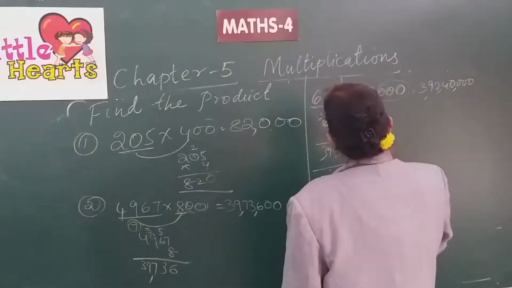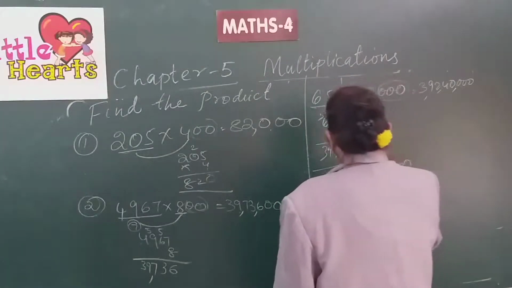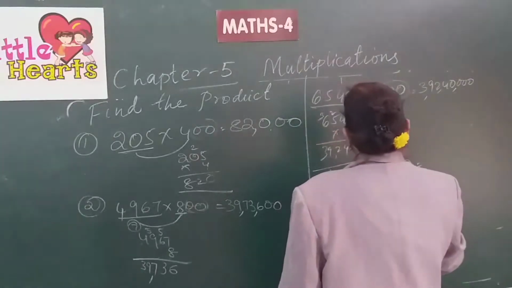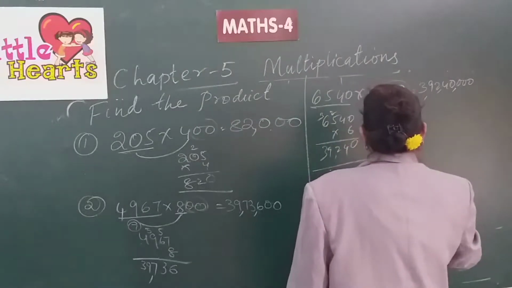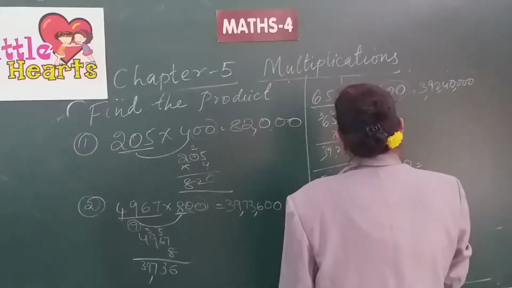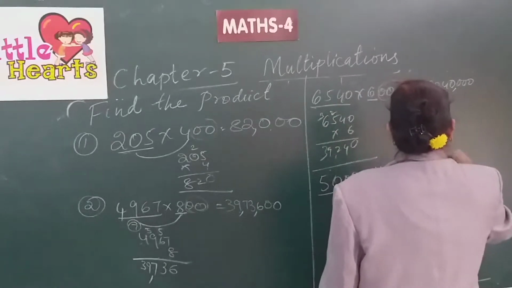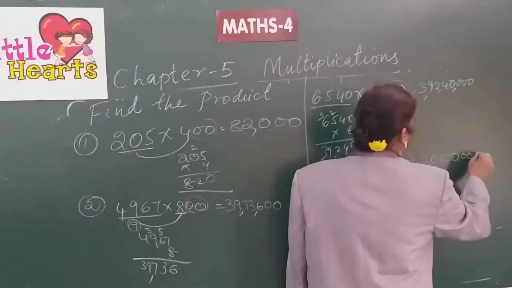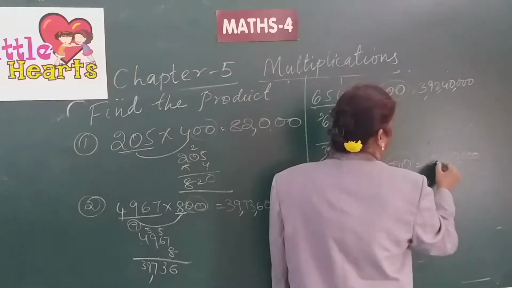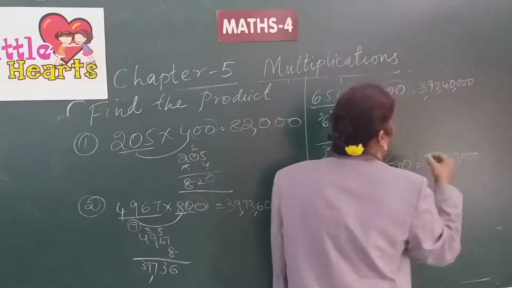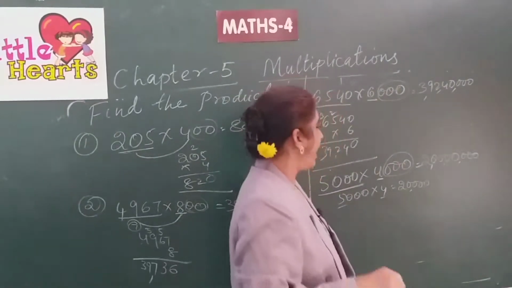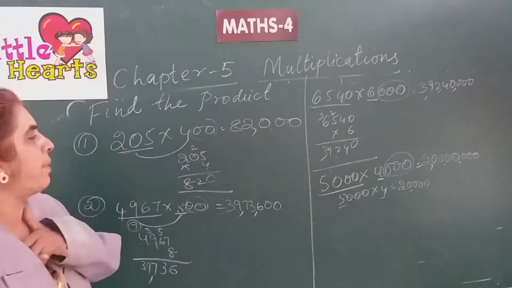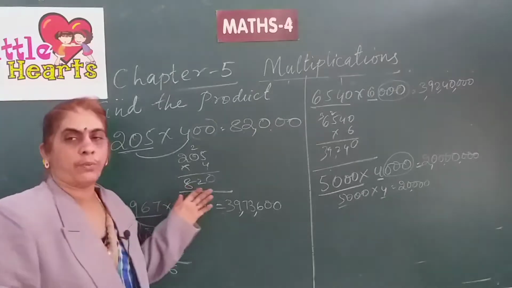5,000 into 4,000. For this, multiply this with this. 5,000 into 4. That is equal to 5 4s are 20 followed by 3 zeros. 20,000 followed by these 3 zeros we have left. So followed by 3 zeros. 2 crores is the answer. So in this way you can find the product with the multiples of 100 and 1000 in a shortcut way.